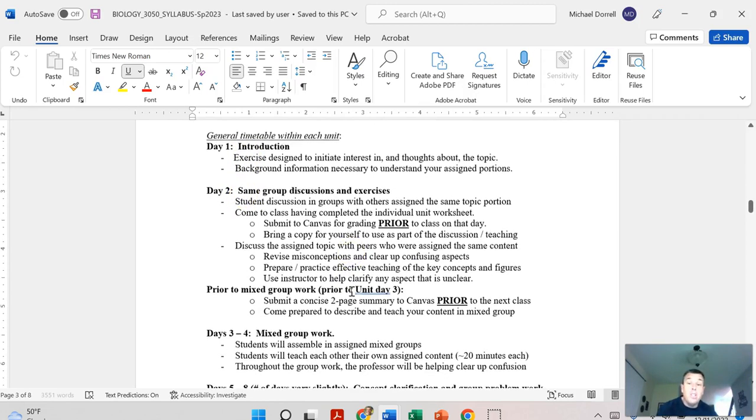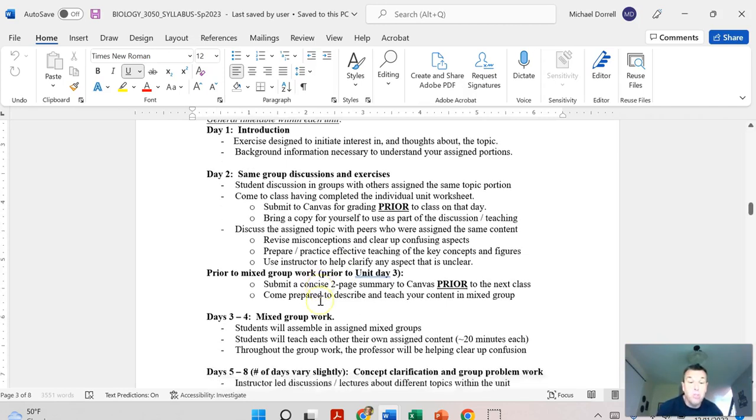And then within that, you're also going to start to work on your 2-page summary. So the whole purpose of the 2-page summary is to take that usually about 20 pages of your reading and really figure out what the take-home messages are, what the key points are, and then summarize all of that into 2 pages that you're going to be able to give to your mixed groups. So that way your mixed groups have that summary of your portion, and you're going to get those 2-page summaries from the other people in your groups.